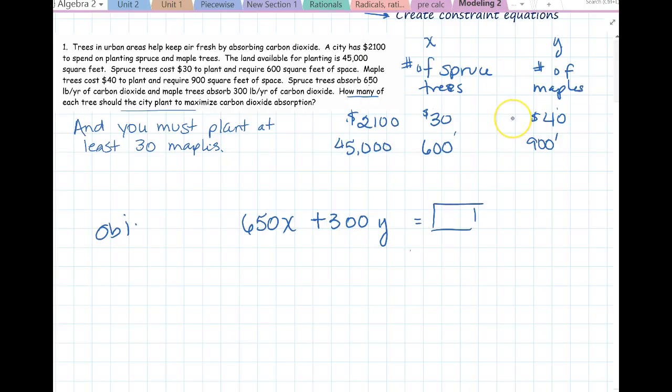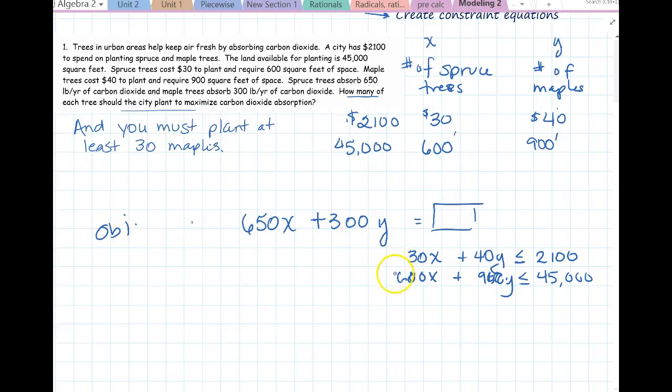So I just had to add the variables. So obviously, now these become my constraints. If I take $30 for every spruce tree plus $40 for every maple tree, it had better not exceed the amount of $2,100. Likewise, the spruce trees take 600 square feet of land area, 600X plus 900Y for the maples, and that had better stay within the 45,000 square feet they've appropriated for that.